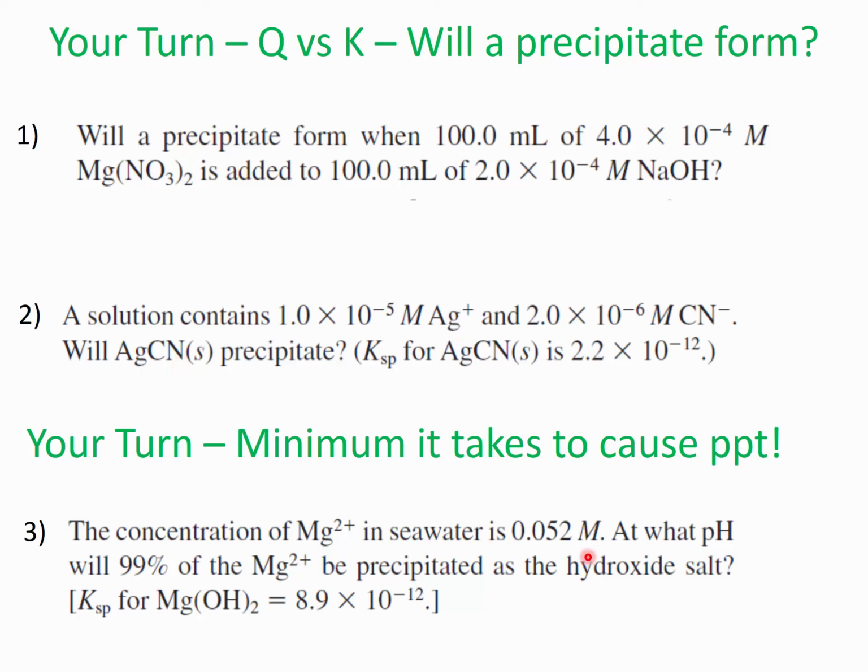And then this one asks, at what pH will 99% of Mg precipitate? So 99% of this number. At equilibrium, you're going to have 1% of this number left over, just to give you a little hint. So what pH will it have to be to precipitate 99% of this? See what you guys can come up with for those three.